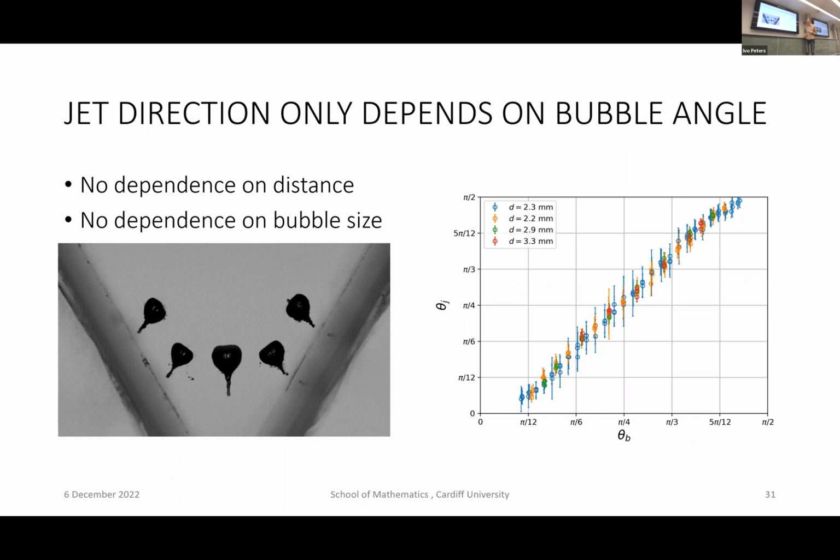quite a well-behaved system. One thing, or 2 things that we can already say is that there appears to be no dependence on how far away from the corner you are. So if you are here, it's the same as if you are here, and there's no dependence on the bubble size. So you could also see that these 2 things are kind of not connected. So these experiments, they are done at different positions, different bubble sizes. And the only thing which matters is the angular bubble position, right? So with respect to one of the walls.